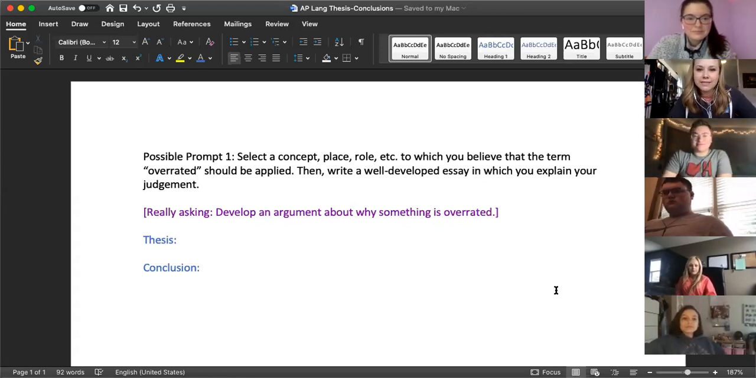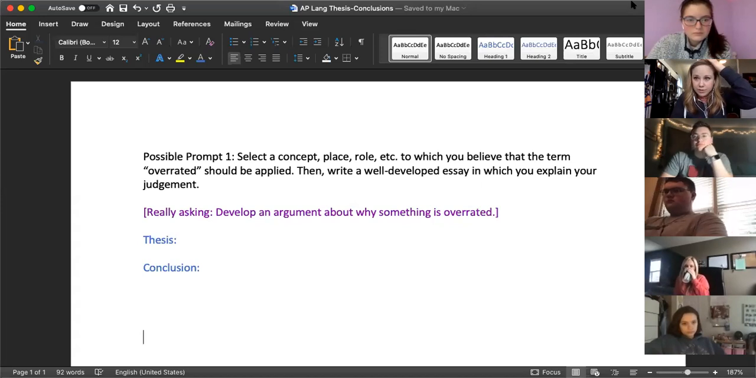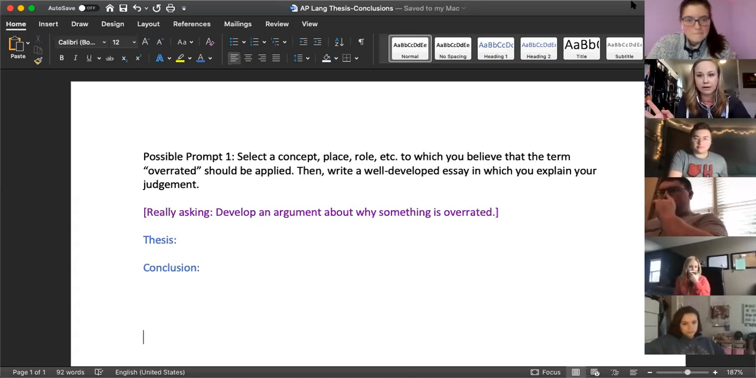Okay, so prompt. Select a concept, place, role, etc., to which you believe the term overrated should be applied. Then write a well-developed essay in which you explain your judgment. And then here, like I said, I included what it's really asking: develop an argument about why something's overrated. So first, we need to figure out something that we think is overrated. What's overrated?